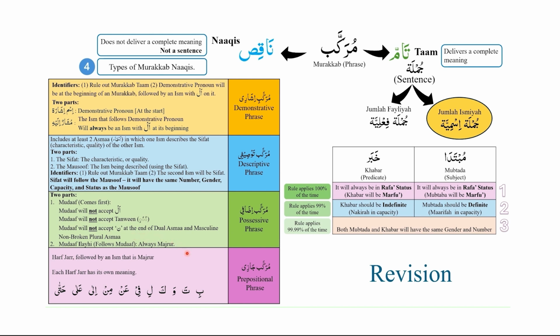And finally, we have Murakkab Jari or prepositional phrase. Murakkab Jari will include a harf jar, which is going to be followed by an ism that is majroor. So the presence of harf jar at the beginning will make the ism that follows it majroor. And we studied the following huruf jara that are most commonly used in the Holy Quran.